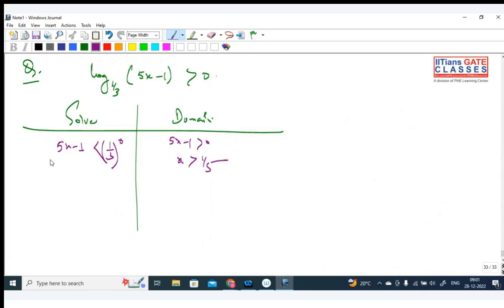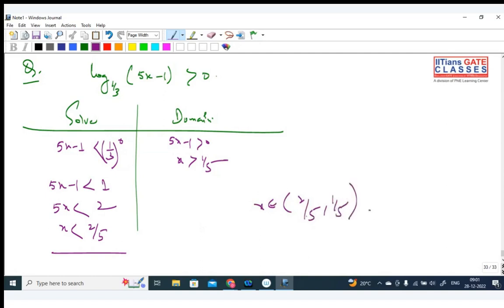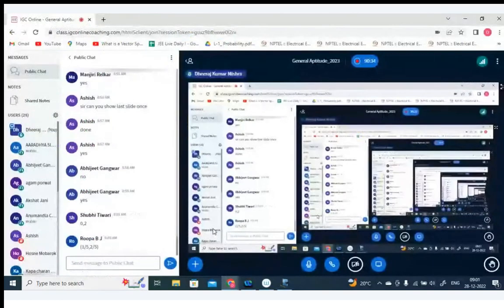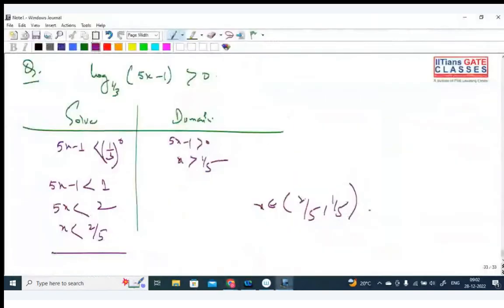What happens here? Tell me. 5x minus 1 is less than 1, okay? 5x is less than 2, so x is less than 2 by 5. Now you can choose it, right? So it is very simple, that is 2 by 5 and 1 by 5. Or 1 by 5, 2 by 5, whatever you want to write here. Yes, correct, 1 by 5, 2 by 5. So I hope now you understood this. So you can solve log related questions.